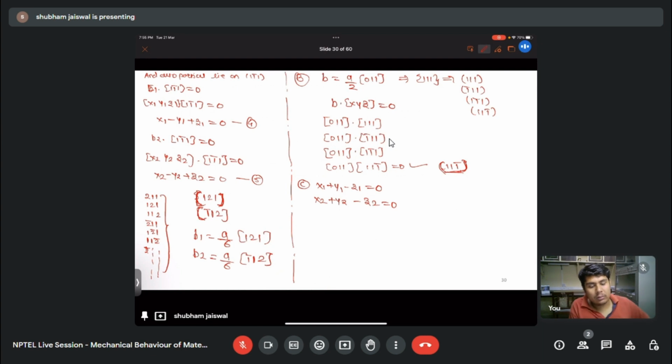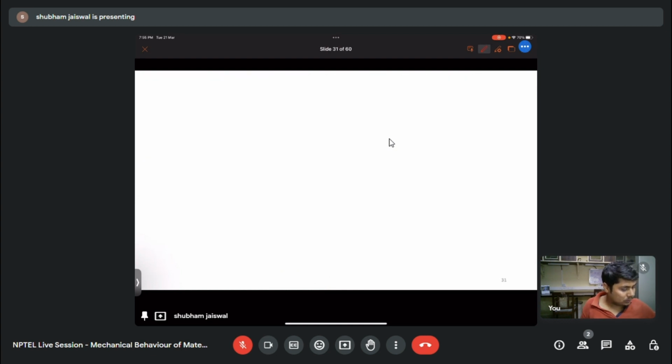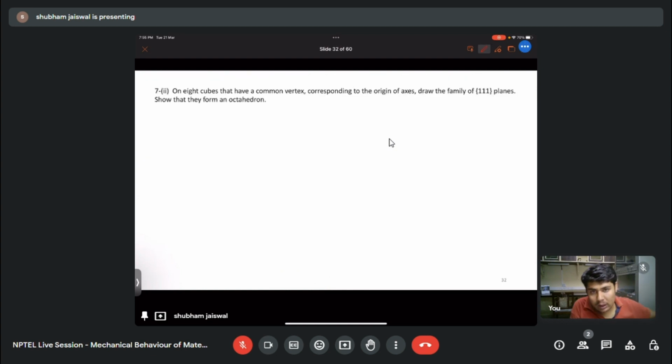The final answer will come something like this. Okay, just try to solve 1 bar 2 1 and 1 1 2. So now moving towards the next question: on 8 cubes that have a common vertex corresponding to the origin of the axis, draw the family of {111} planes and show that they form an octahedron.